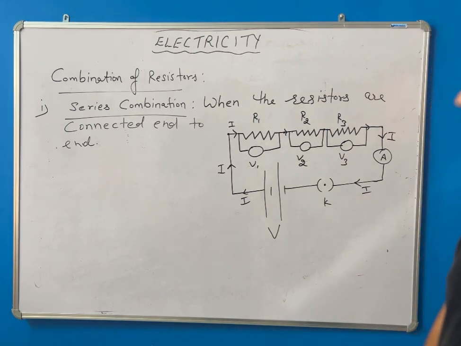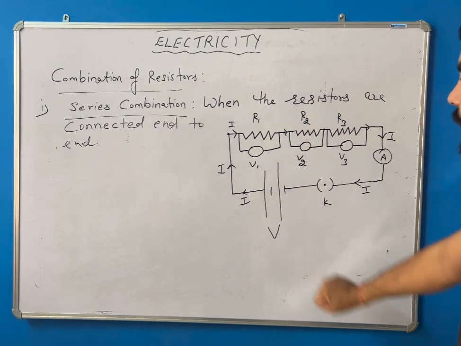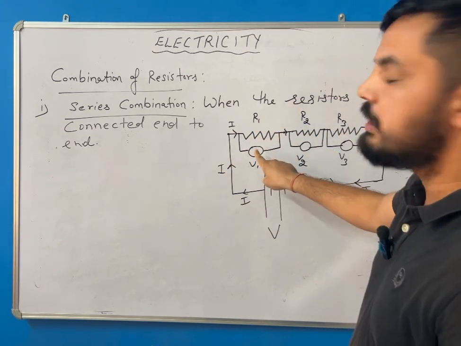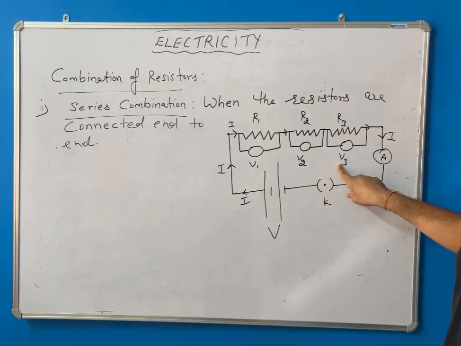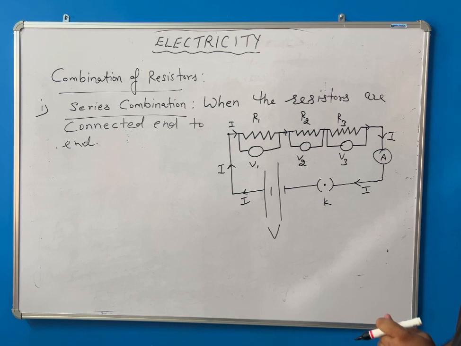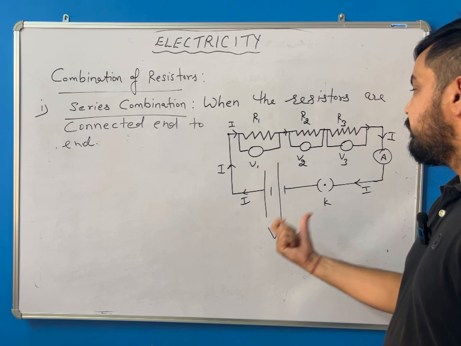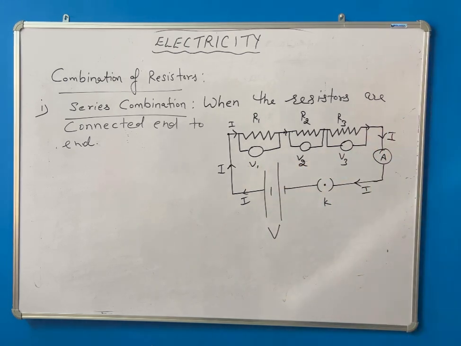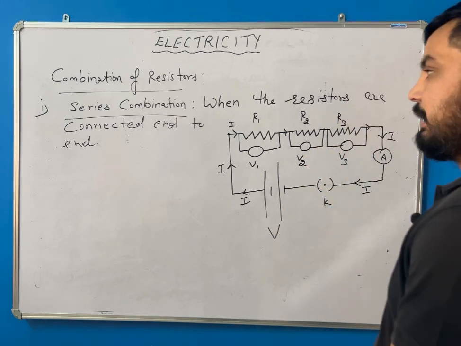Now you will see in the circuit diagram that the total potential difference of this circuit is equal to V. But when electric current passes through, due to the oppositions, the potential difference will be changed into V1, V2 and V3. Now, the total potential difference V is equal to what? V is equal to V1 plus V2 plus V3. Right? So let's derive the formula of series combination of resistors mathematically now.